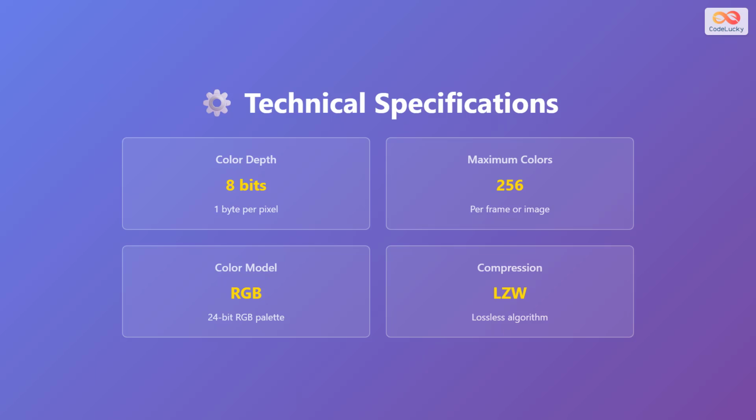GIFs use 8-bit color depth, which means each pixel uses 1 byte of data. This limits the maximum colors in a GIF to 256 colors per frame or image. The color model is RGB, which stands for red, green, and blue. The compression used is called LZW, which is a lossless algorithm. Lossless means the image quality is not reduced when the file is compressed.